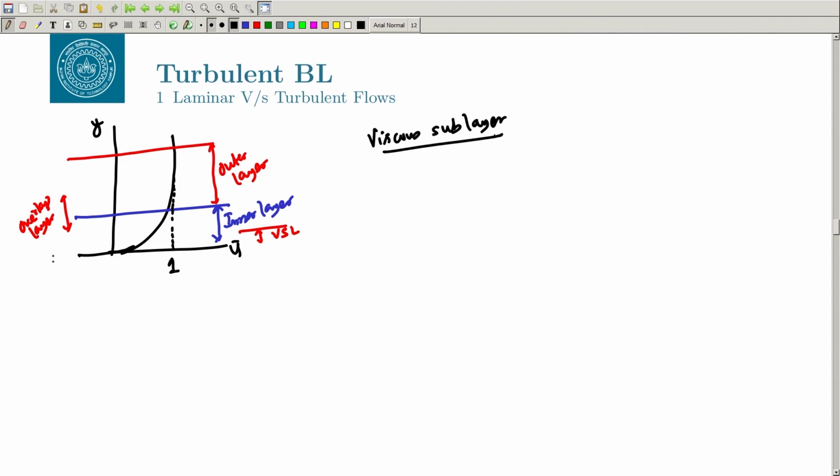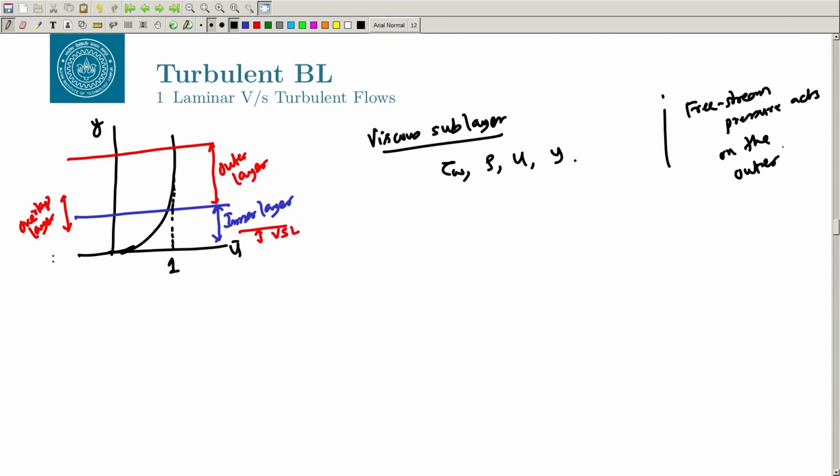We said that Prandtl and Karman said that in this sublayer the most important factors are basically your wall shear stress, your density, and your velocity, and the distance from the wall. Let me call it y. And the free stream pressure does not play a role here. The free stream pressure acts on the outer layer, not in the inner layer, and this is the layer which is very close to the wall. This is the viscous sublayer, closest to the wall.